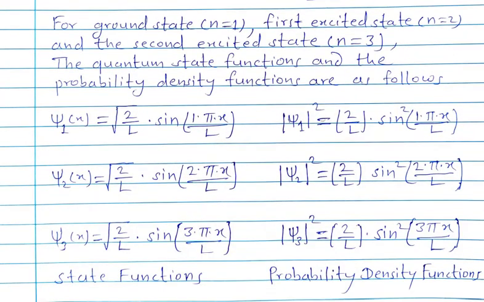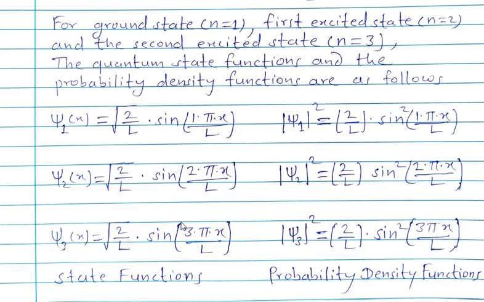will be given by these equations. The ground state wave function will be given as psi 1 of x equal to root 2 by L times sine of 1 times pi x by L, and the corresponding probability density for the ground state wave function is mod psi 1 of x squared equal to 2 by L times sine squared pi x by L. For the first excited state, the function psi 2 of x will be root 2 by L sine of, now n becomes 2, 2 pi x by L. The corresponding probability density will be mod psi 2 of x squared equal to 2 by L times sine squared 2 pi x by L.